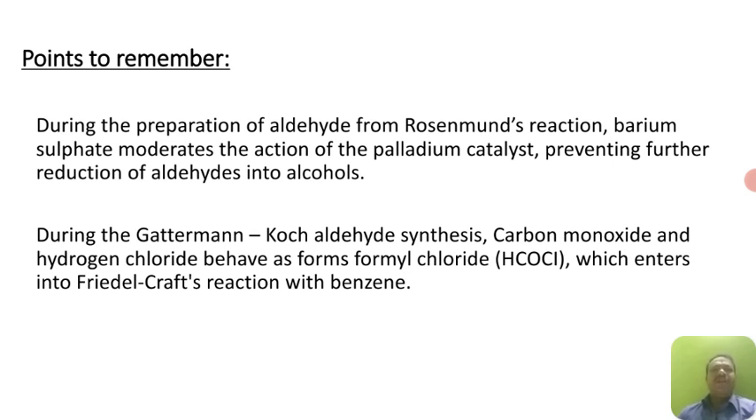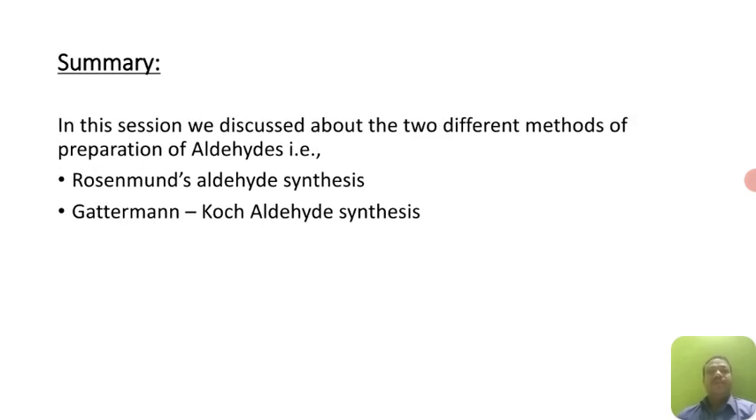In the Gattermann-Koch aldehyde synthesis, carbon monoxide and hydrogen chloride behave as formyl chloride. I am stressing this again. Carbon monoxide and HCl combine to give HCOCl, that is formyl chloride. This formyl chloride, in the presence of a Lewis acid, forms a formyl group, HCO. This formyl group attacks the benzene ring and leads to the formation of benzaldehyde. So these are the points to remember.